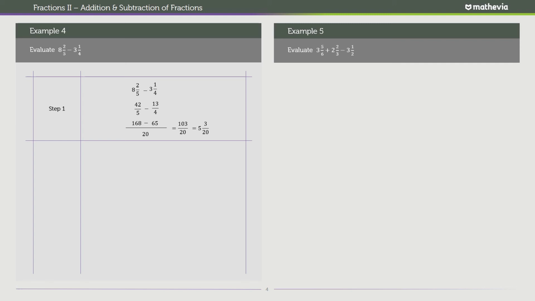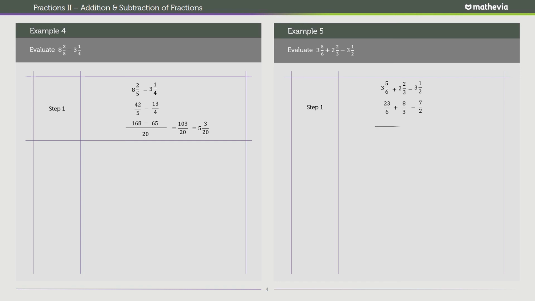Now, example 5. Example 5 says evaluate 5 over 6 plus 2 over 3 minus 1 over 2. Okay, so this looks complicated, but it's quite easy. We're just going to simply convert all of this from mixed fractions to improper fractions. And then our common denominator, the LCM of 6, 3, and 2, is 6.